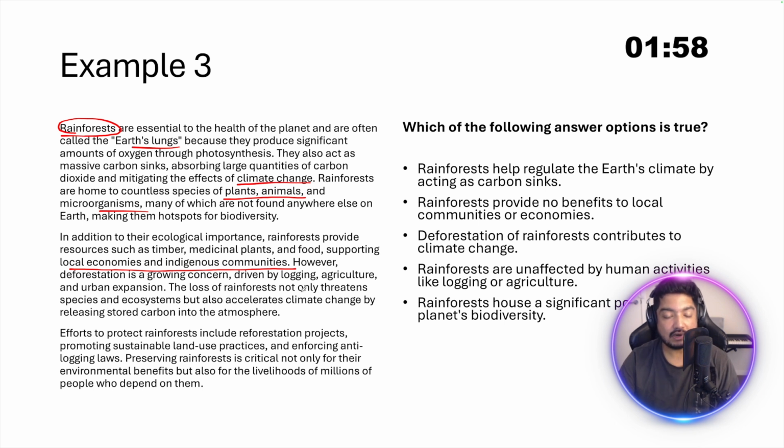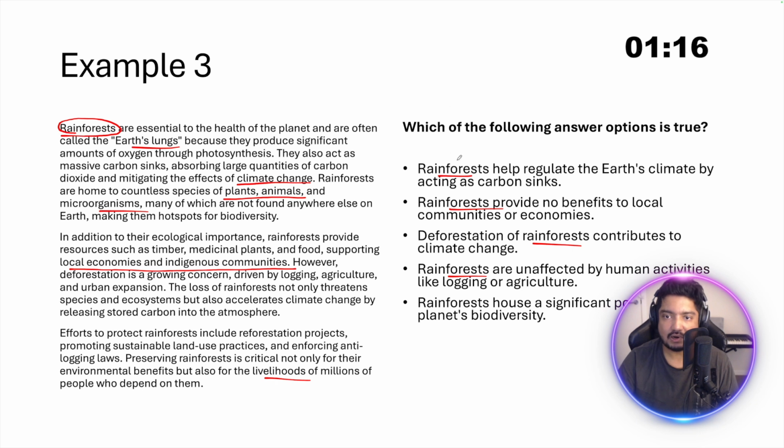Loss of rainforest not only threatens species and ecosystems but also accelerates climate change by releasing stored carbon into the atmosphere. Efforts to protect rainforests include reforestation projects, promoting sustainable land use practices, and enforcing anti-logging laws. Preserving rainforests is critical not only for their environmental benefits but also for the livelihoods of millions of people who depend on them. Alright, glance read is done. Look for keywords. The keywords in the answer options are all talking about rainforests, and we have keywords in the text as well. Now let's do the matching.